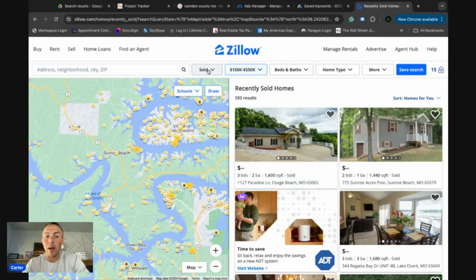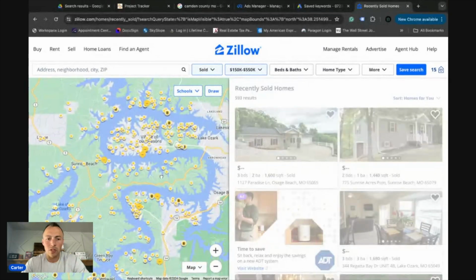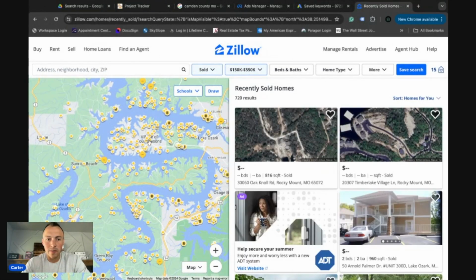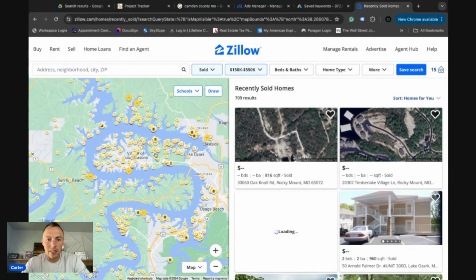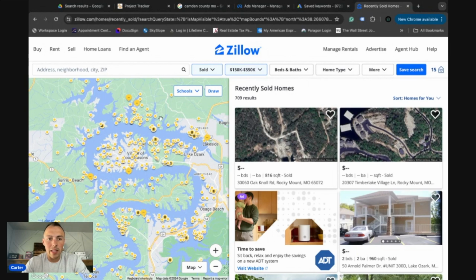And now on Zillow, I put sold houses, 150 to 550,000, kind of around that median price point and below. And then I look up where the actual homes are selling. So in my opinion, I would probably avoid targeting this area. Doesn't seem that great. A majority of the home sales are coming in this little area, and then on this coastline as well, and then probably right around here in Osage Beach.